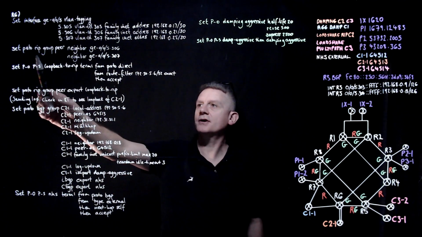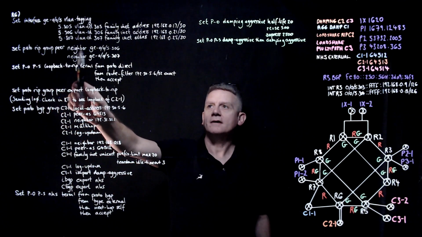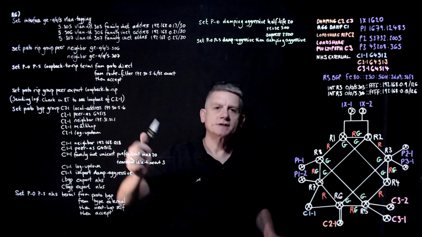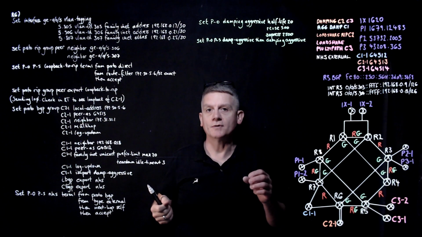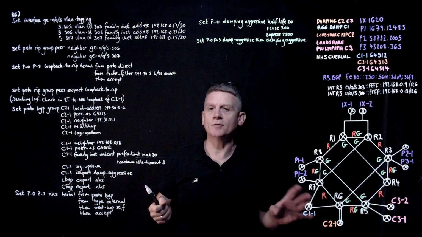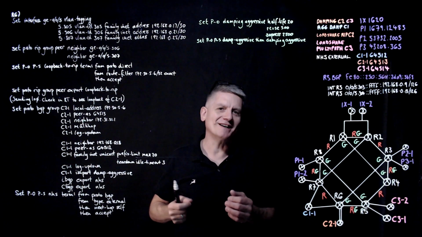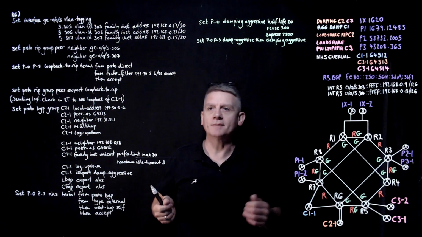So set protocol RIP group peer, and then we've got the neighbor. Now, it's interesting, RIP doesn't have sort of formal neighbor relationships. Remember that RIP won't send anything without an export policy on the group. And also, the Juniper will receive RIP but not send.